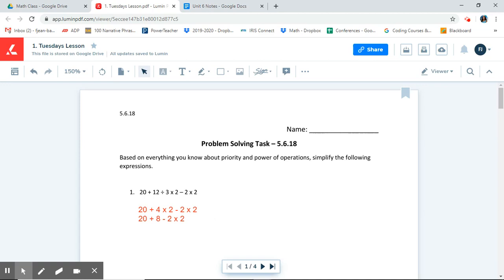Okay. We need to keep scanning from left to right for multiplication and division. Do we have any multiplication or division left? Yep, we got 2 times 2. Great. What's 2 times 2? It's 4. Let's rewrite now that we've simplified it. Now we have 20 plus 8 minus 4.